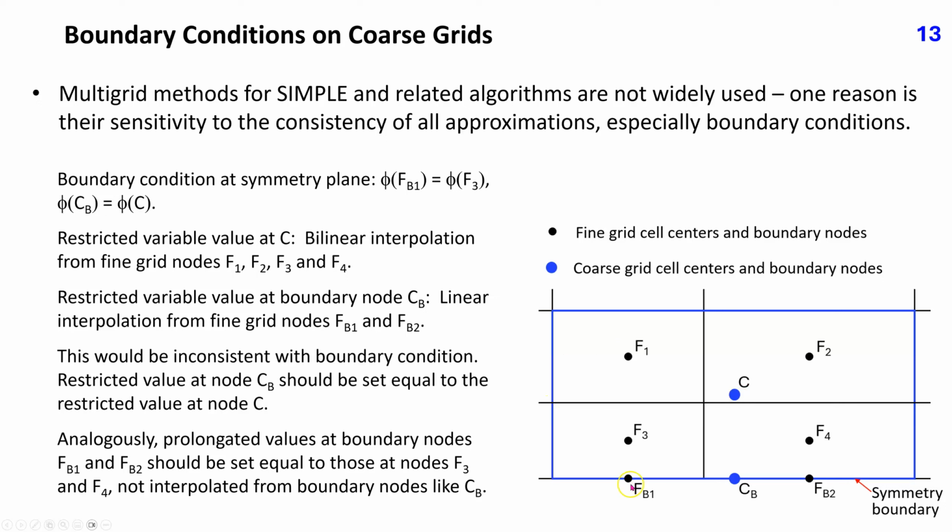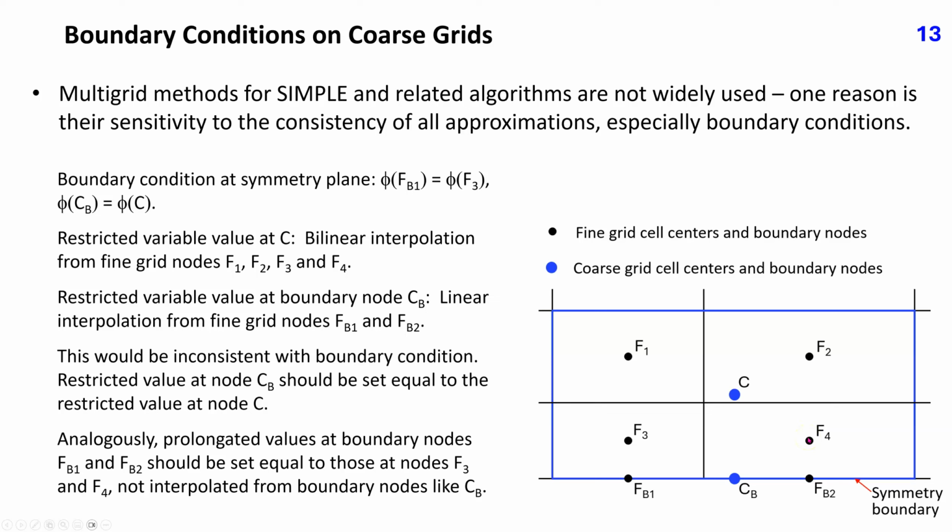In this figure, this means that on the fine grid, the variable value at the boundary node FB1 is set equal to the variable value at node F3, and the variable value at the boundary node FB2 is set equal to the variable value at the cell center F4. For the coarse grid, the variable value at the node CB is set equal to the variable value at the node C. The restricted variable value at the center of the coarse grid control volume, C, is usually computed using bilinear interpolation from the centers of the four fine grid control volumes, F1, F2, F3, and F4.